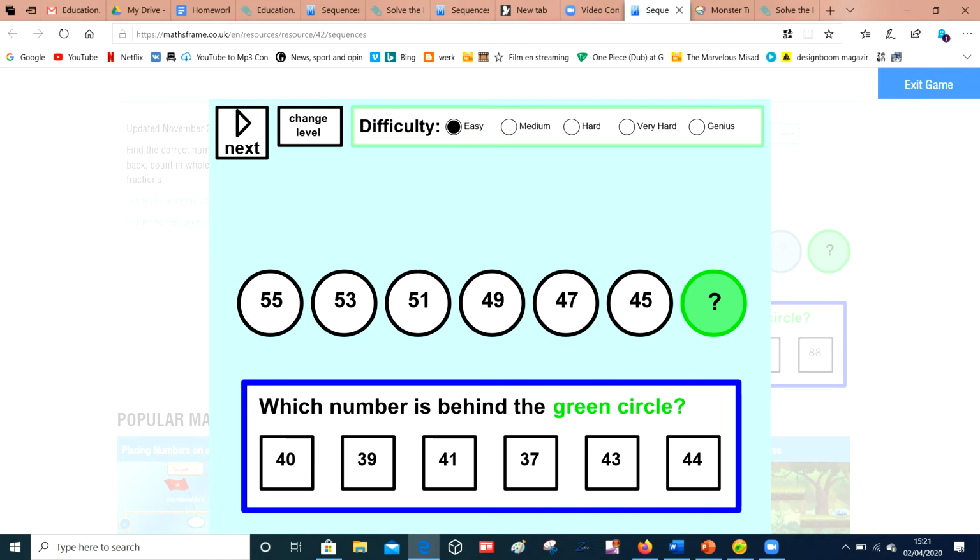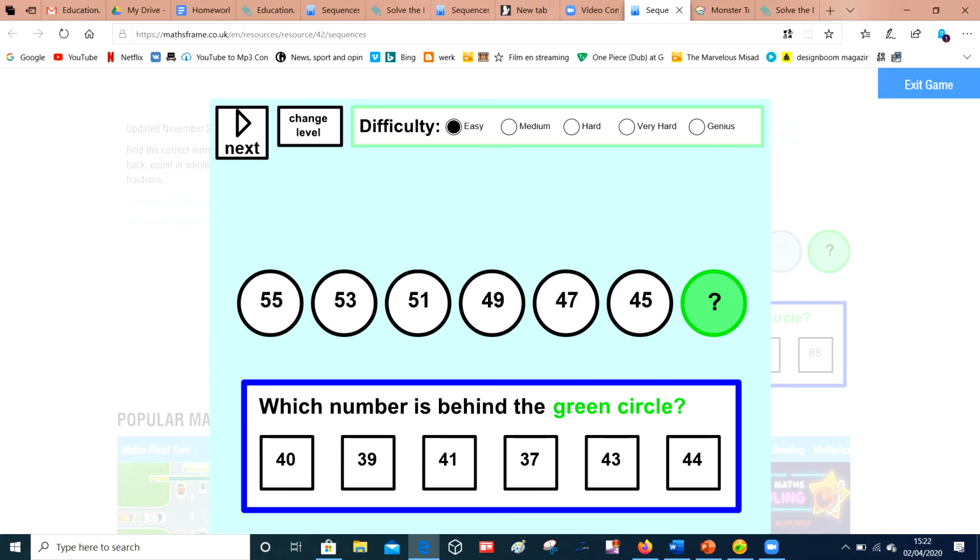Right, we can see that this one must be a decreasing number pattern because we start at 55 and jump down to 53, 51, 49, then to 47 and 45. So what we need to do is work out the rule between each jump. That's right, it's -2. So 45 take away 2 would be, can you point to it on the screen?